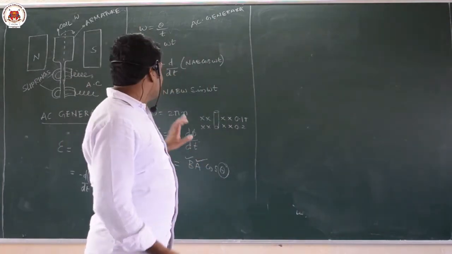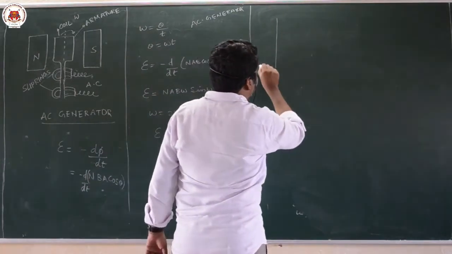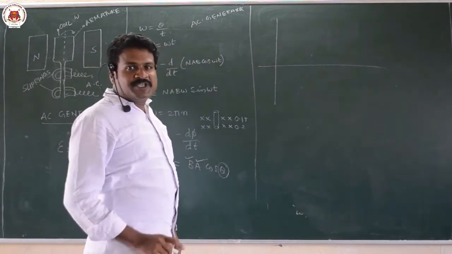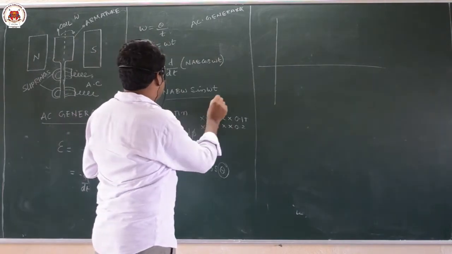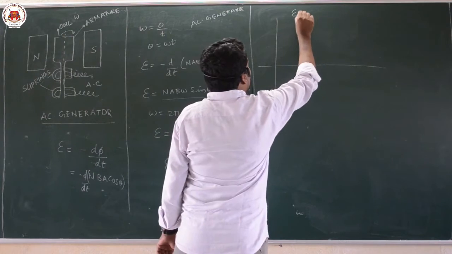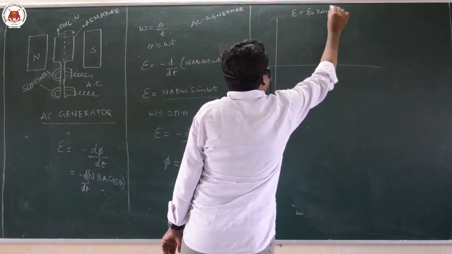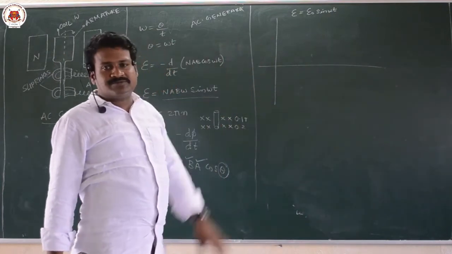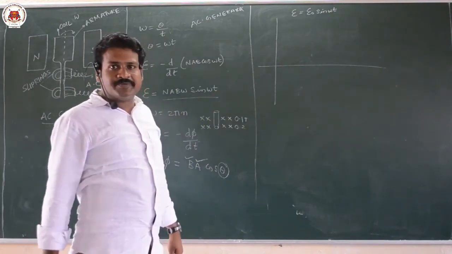And now let us see what happens to EMF when time t is equal to 0 and when time is maximum, when theta is maximum. The EMF value is this one, so simply I can write it as E is equal to E naught sin omega t. They have given this as one diagram in your NCERT textbook. You can just go through how they have drawn that diagram. I will show here, E is equal to E naught sin omega t.